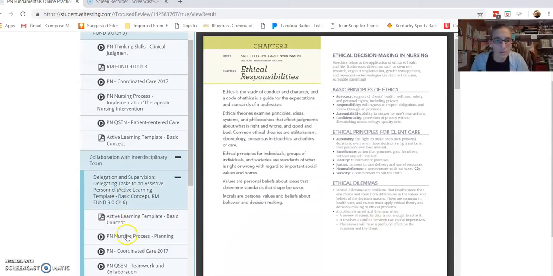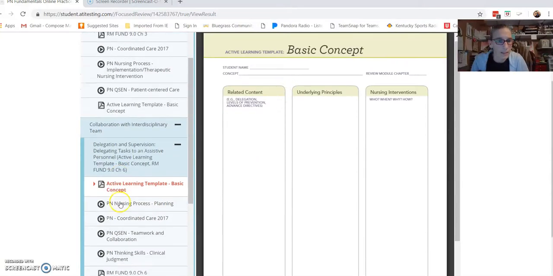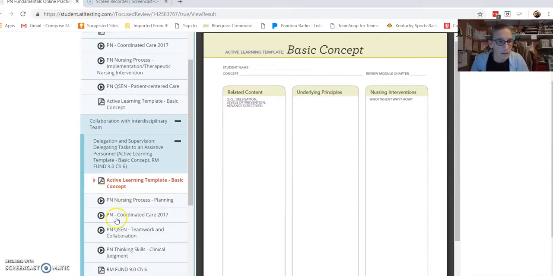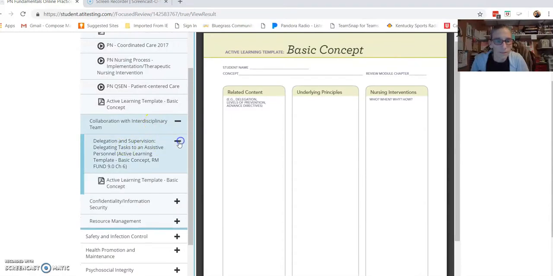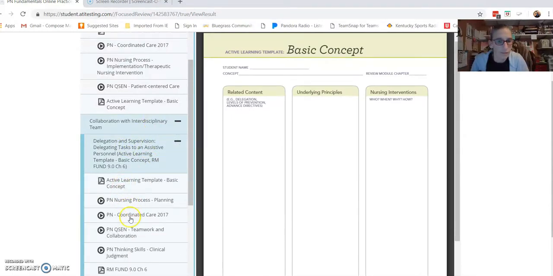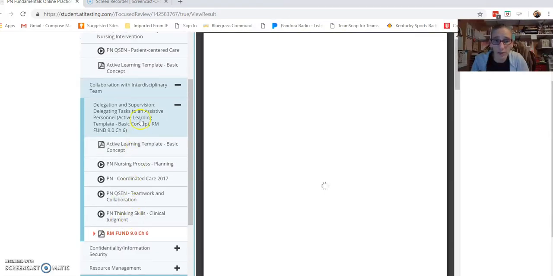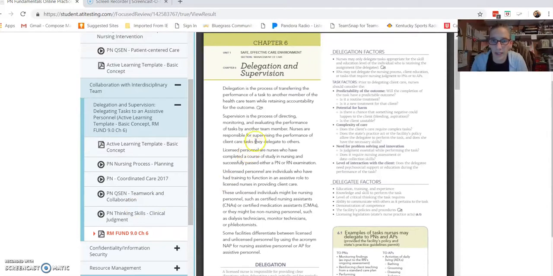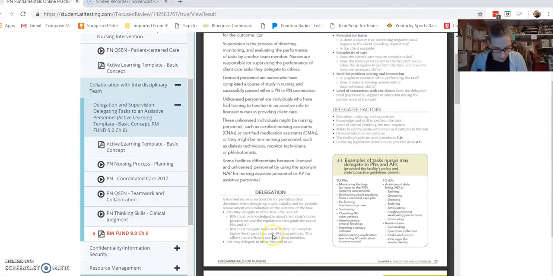Delegating tasks. So, oh, that's the template. I don't want the template. PN coordinated care. Oh, there we go. These are videos to watch, so be sure that you do that. I'm just kind of jumping through things. So delegation, I need to be sure and read through this, and delegating to assistive personnel. So what can I delegate?